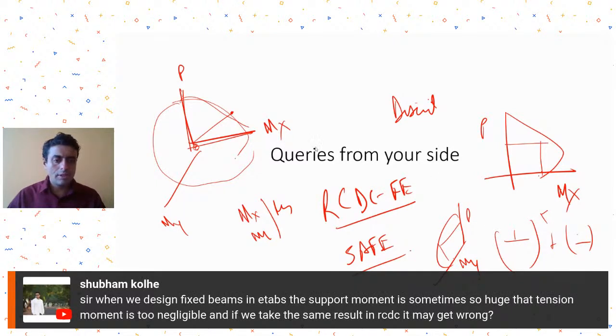Mr. Shubham is asking, when we design fixed beams in ETABS, the support moment is sometimes so huge that tension moment is too negligible. And if we take the same result in RCDC, it may get wrong. Eh? I'm unable to understand the question. Tension moment means? No, what is the meaning of a wrong result? It may be showing you failure, but what is the meaning of a wrong result? I could not understand.